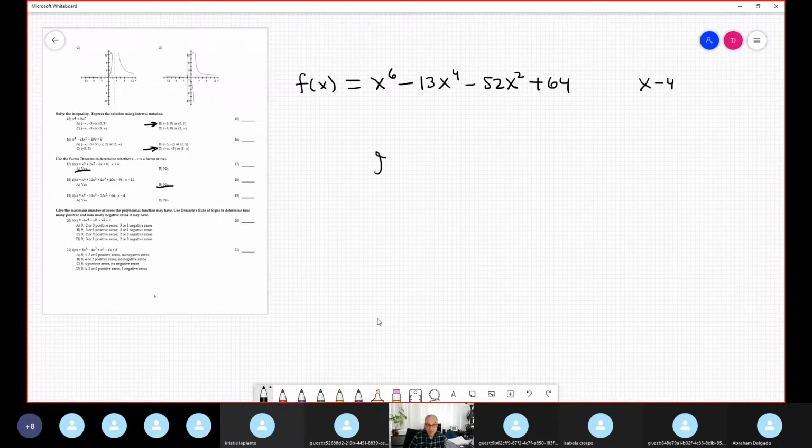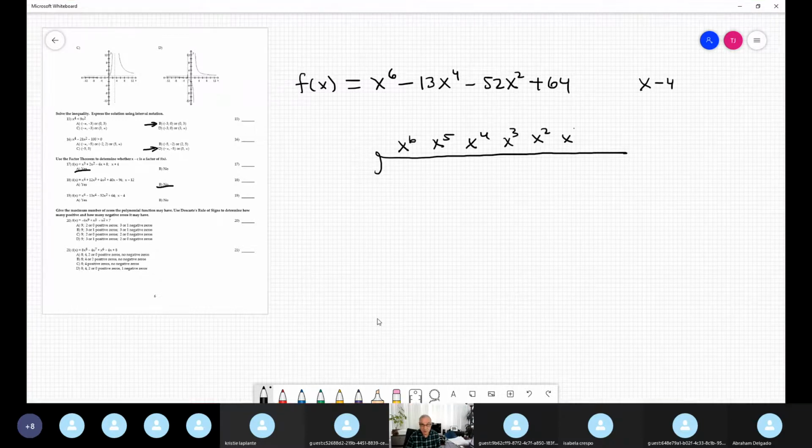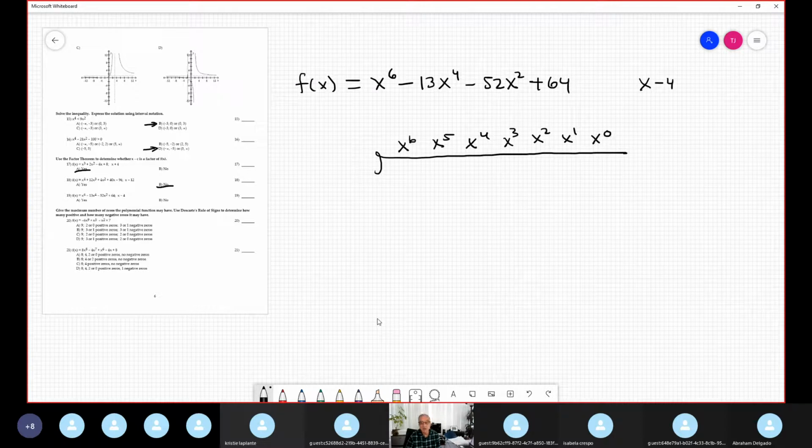Now let's organize synthetic division. Degree 6. Be careful, because in this polynomial some terms are missing. For example, the exponent 5 is missing, the exponent 3 is missing, the exponent 1 is missing. But to organize this in an elegant way, in my opinion, you copy x to the 6, x to the 5, x to the 4, x to the third, x to the second, x to the 1, and x to the 0. These are the different degrees.